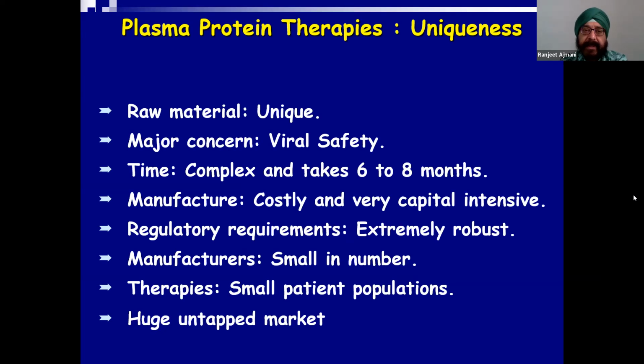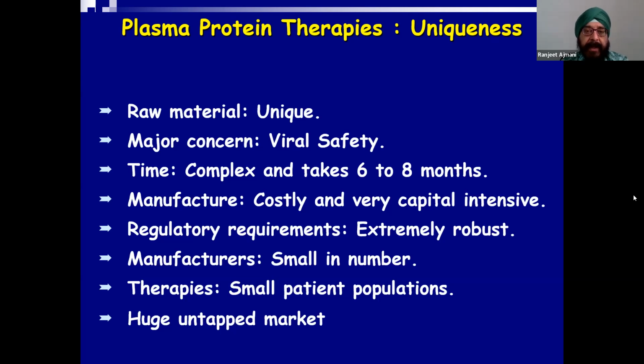So plasma therapies are really unique. As I said, the raw material is unique. It cannot be synthesized. It cannot be manufactured in any laboratory in the world, right? And this is the only branch of biotechnology where, from one raw material, you make many products, right? I mean, from plasma, you make albumin, IVIG, factor 8, factor 9. But most of the time, one raw material gives you one product. But that's really just the opposite.